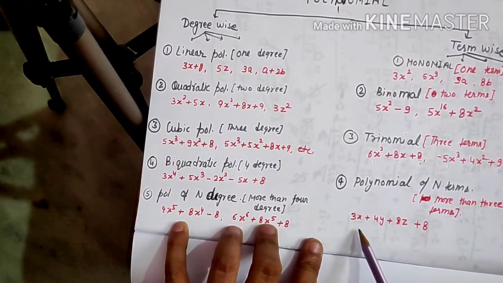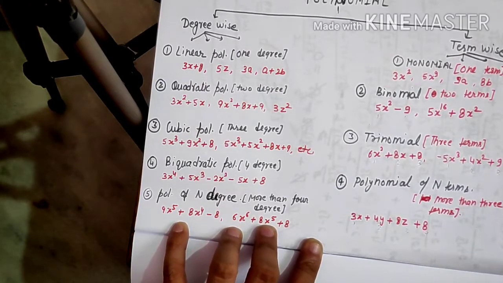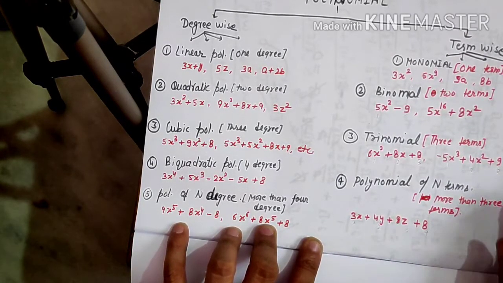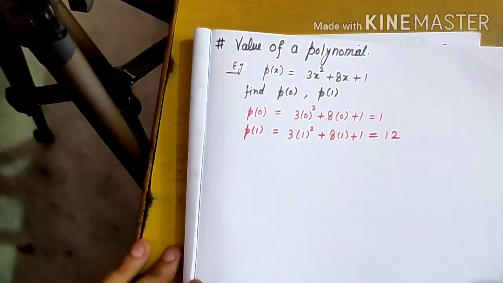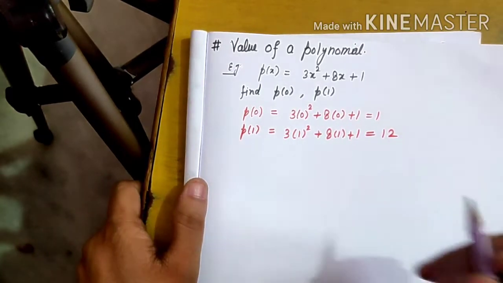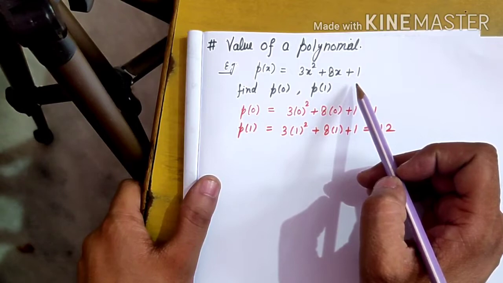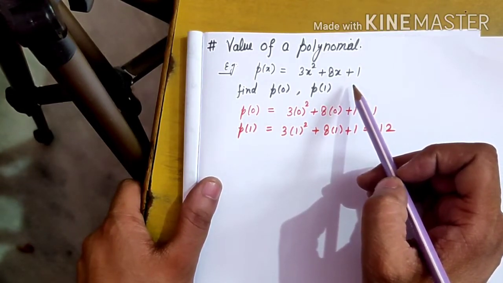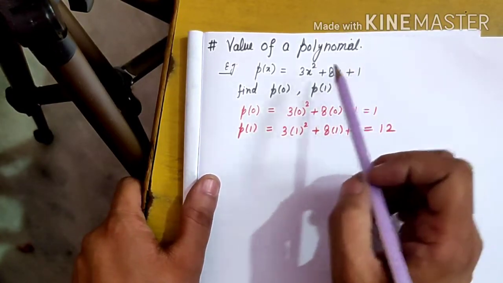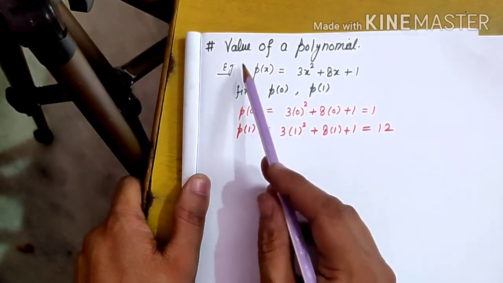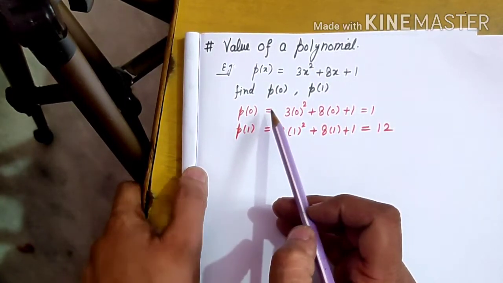Now as we can see that there are four terms, 1, 2, 3, 4, then we will say this polynomial is the polynomial of four terms. Now what is value of a polynomial? In exercise 2.1 and 2.2 you will have to find this type of question. So I will teach you how to find a value of polynomial by giving some example.